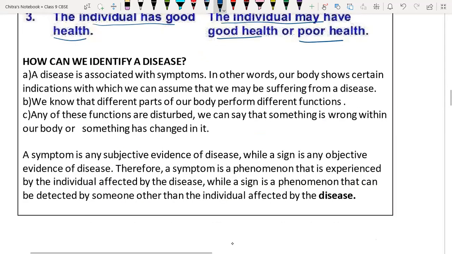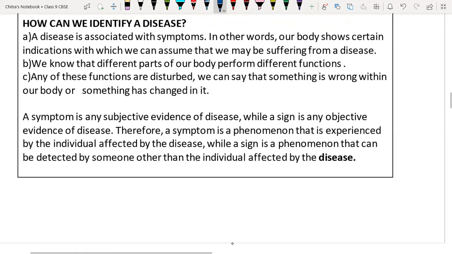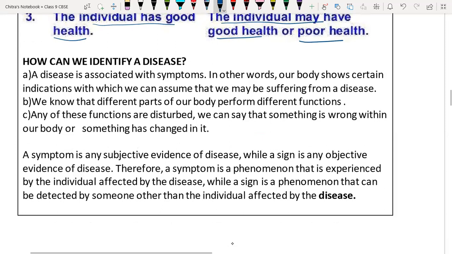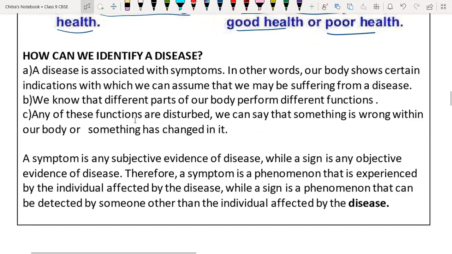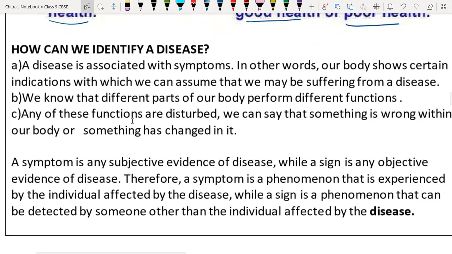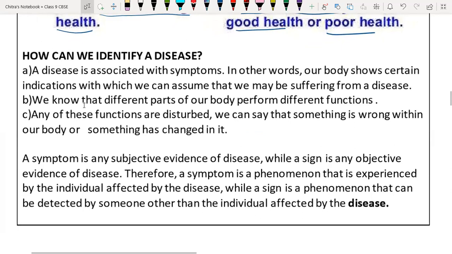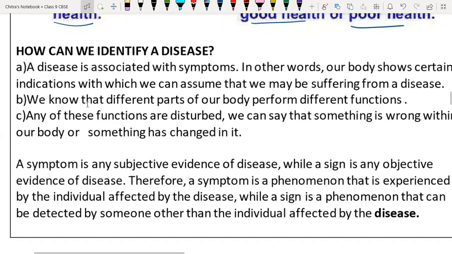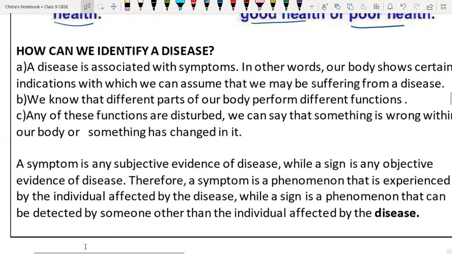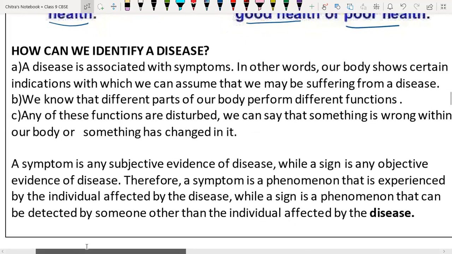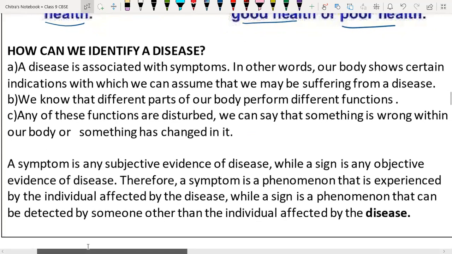Now, how can we identify a disease? If a person is feeling uncomfortable, maybe socially, physically, mentally or personally, like stomach ache, headache, or whatever internal problem, that is the identification of the presence of disease in the person. Here are some points we have to discuss to identify a disease in a person. A disease is always associated with symptoms. We have symptoms and signs to identify the disease.